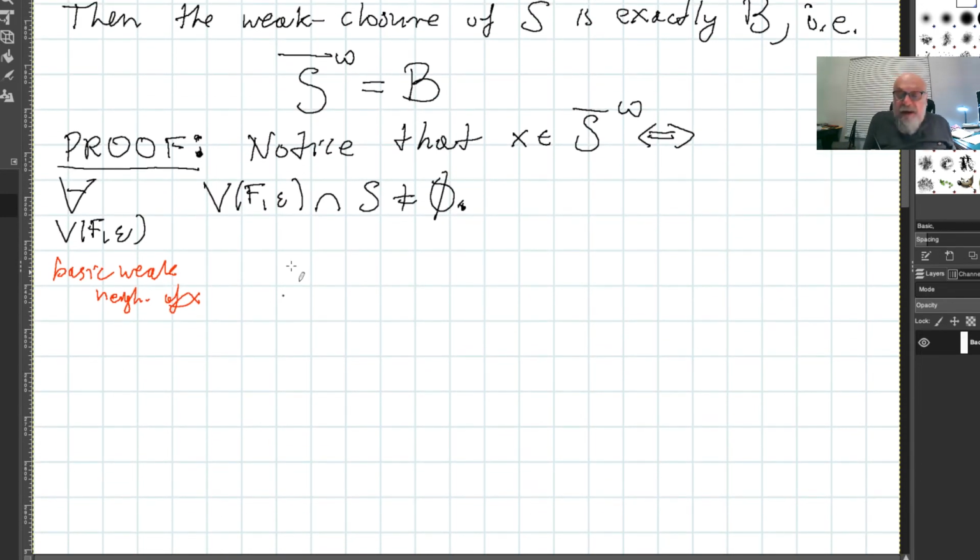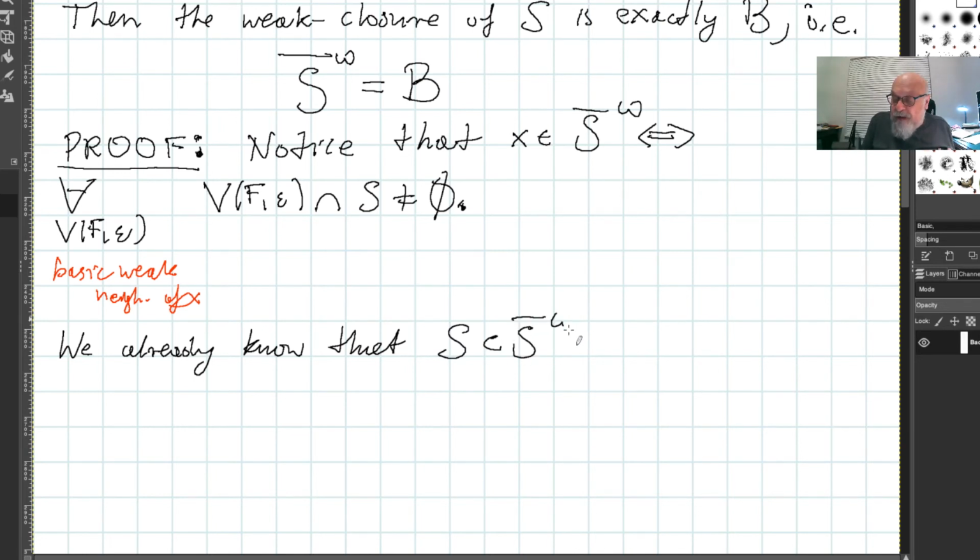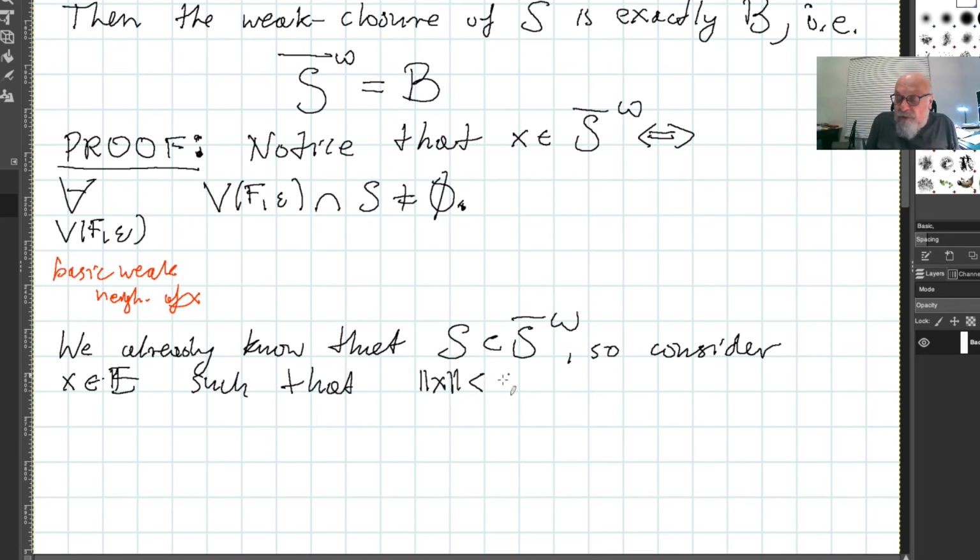So what can I do? We already know that S is contained in S. That's also a trivial property. So consider x belonging to E such that the norm of x is strictly smaller than 1. Okay, we need to show that x belongs to the closure.